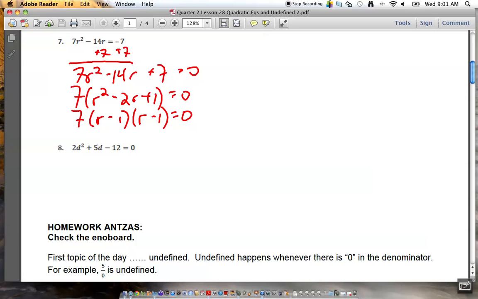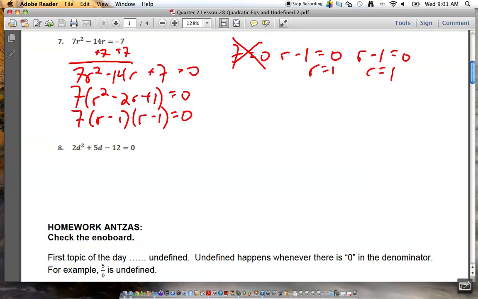Now this is interesting, because now we have 3 things that multiply out to 0. One of them has to be 0. Maybe it's the guy on the left, maybe it's the guy in the middle, maybe it's the guy on the right. Now, does 7 ever equal 0? No. So I can reject that. I cross it out. And then this will be r equals 1, and this will be r equals 1. Okay?